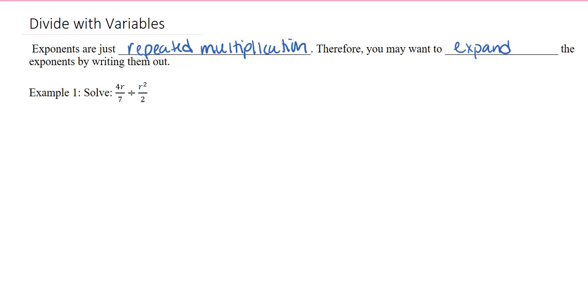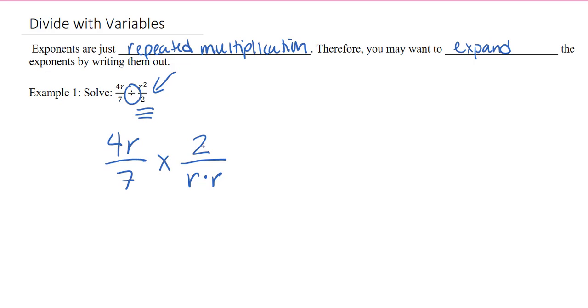So let's go ahead. What we're going to do, we can write the first fraction. Then we're going to change the sign, right? So this is going to become multiplication. And then we're going to take the reciprocal of the second fraction. So we're going to put it over. So we have r squared, so we can just write r. And then we have a 2 on the top now, because we took the reciprocal.